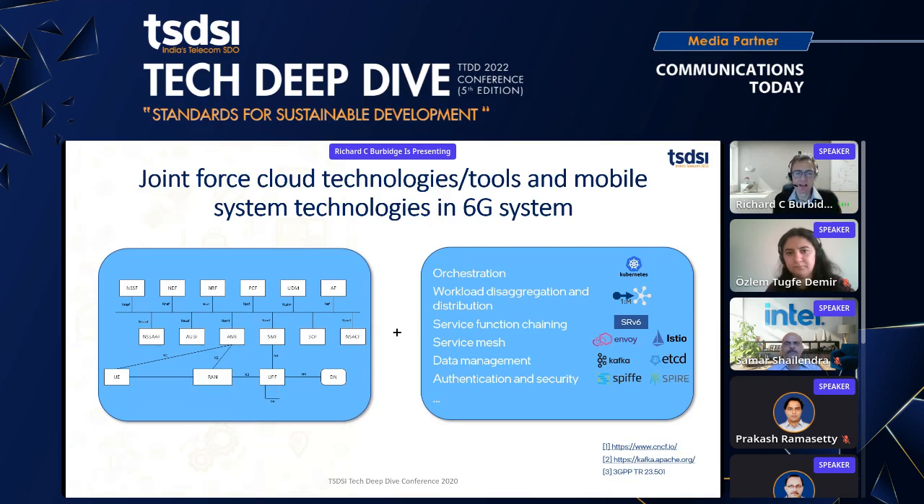in order to enable this 6G wide area cloud. Mobile systems typically have very well-defined mechanisms for session management, mobility management, service continuity, authentication, interoperability, etc. And the mobile industry also has great experience of standardizing and building these systems at a global scale. The cloud systems have well-defined technologies for orchestration, workload disaggregation and distribution, data management, etc. And we're going to need both of these skills and capabilities in order to enable the 6G wide area cloud.